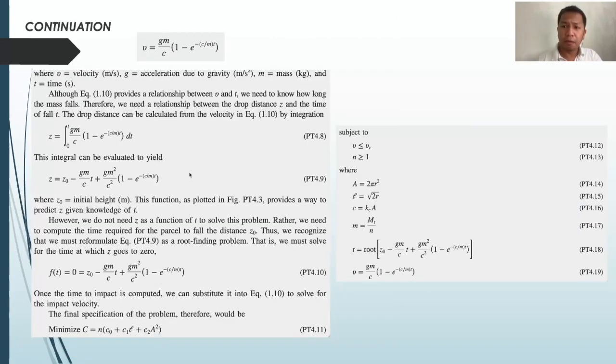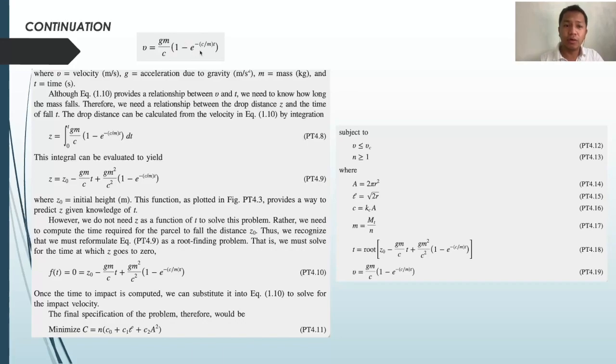With this formula, we know that v is the velocity in meters per second, g is the acceleration due to gravity, m is the mass, and t is the time. Although this equation provides the relationship between the velocity and time, we need to know how long the mass falls. Therefore, we need the relationship between the drop distance z and the time of the fall t. The drop distance can be calculated using this equation.